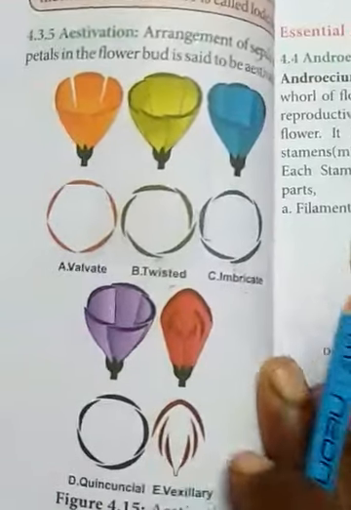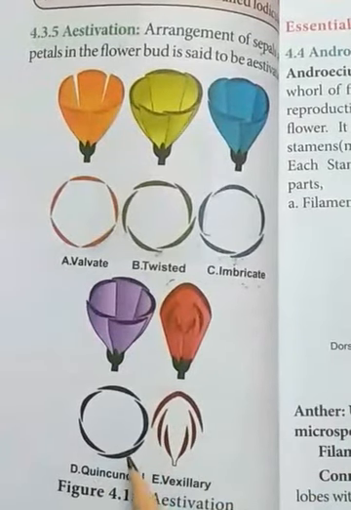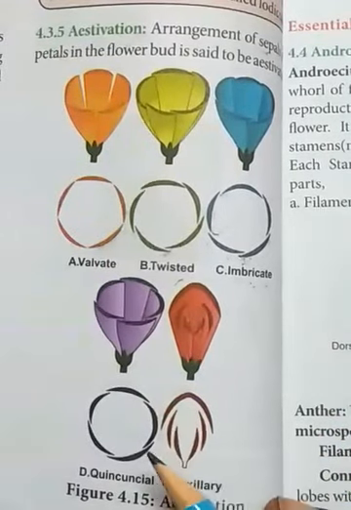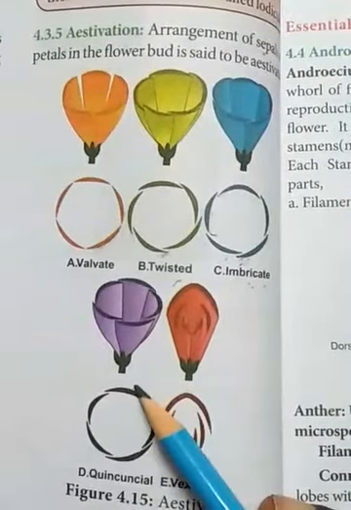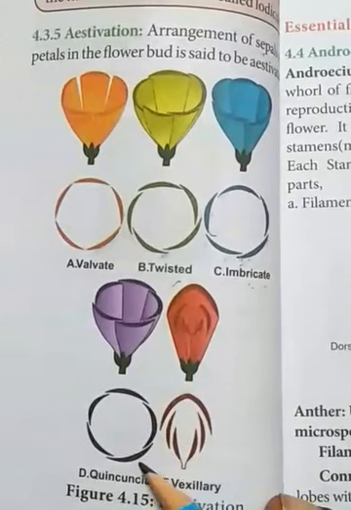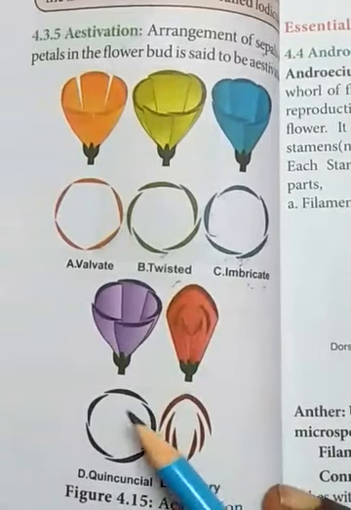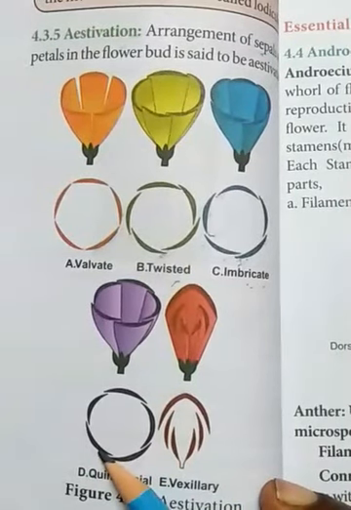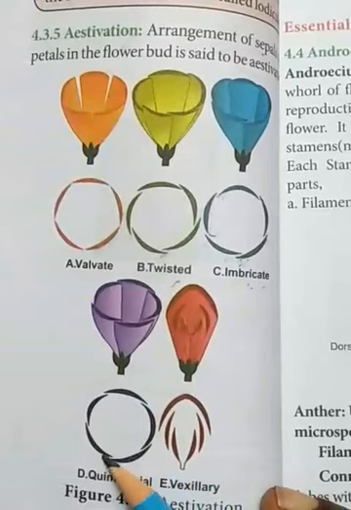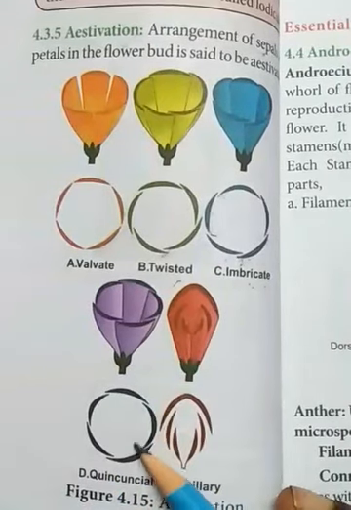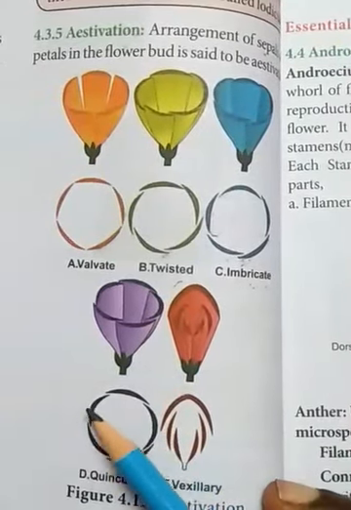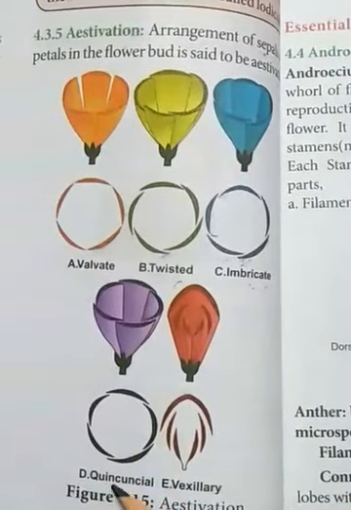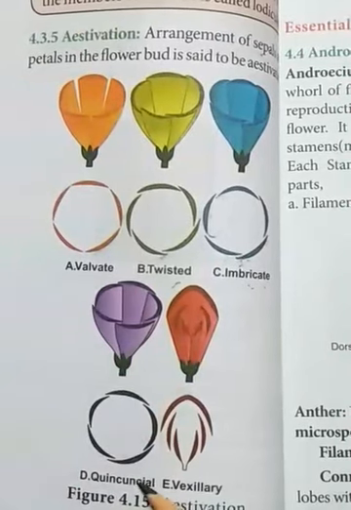This type of arrangement is called imbricate aestivation. Next is quincuncial. Quincuncial is also similar to imbricate. Here two sepals or petals are completely outside, two are completely inside, and one shows the twisted aestivation. Then this is called quincuncial.